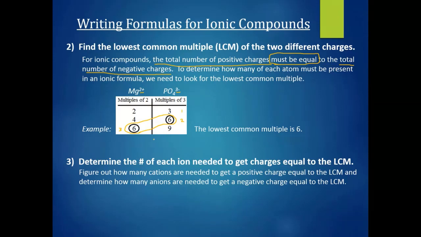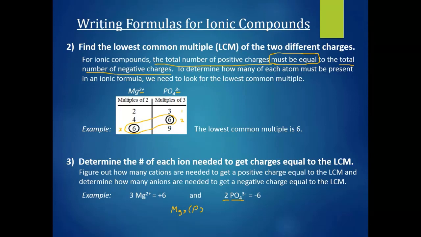So we figure out how many cations I need to get to the lowest common multiple. I need 3 magnesiums to get a total charge of 6. I need 2 phosphates to get a total negative charge of 6. And then I can write the formula. I put an Mg, and I indicate the number of magnesiums with a subscript 3. Now, since I need more than one polyatomic ion, I have to use parentheses.